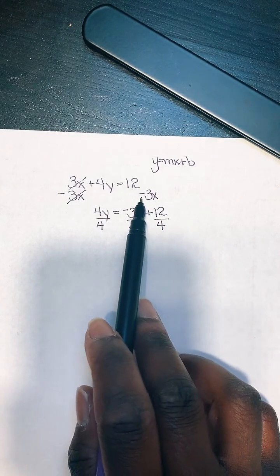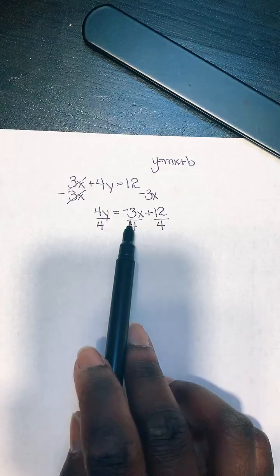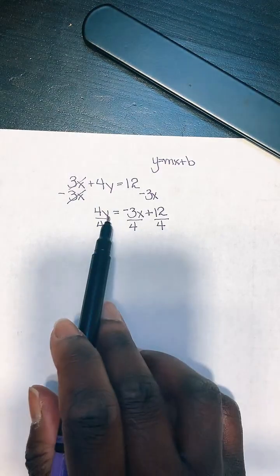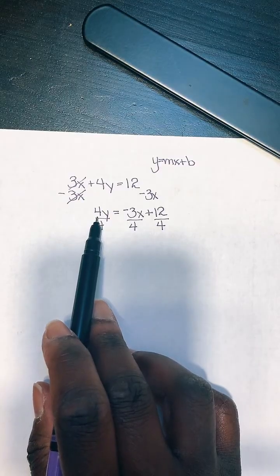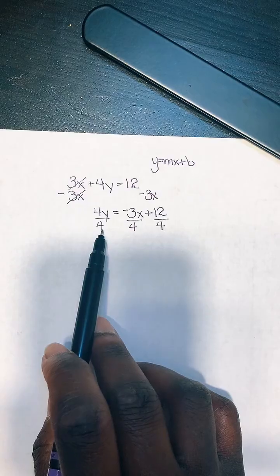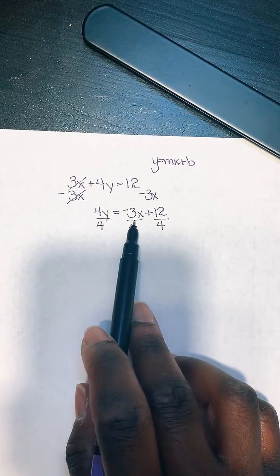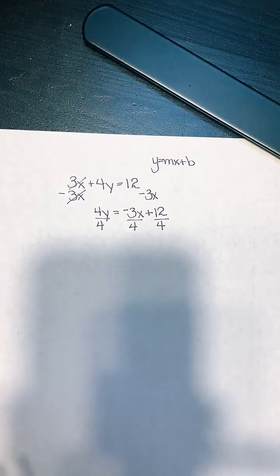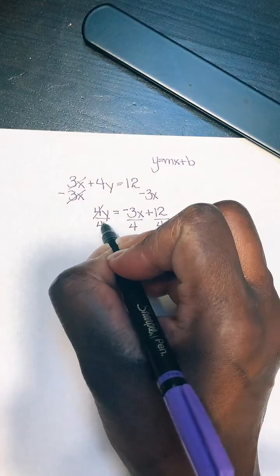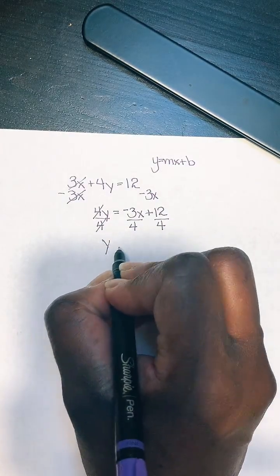So now I'm bringing my negative 3x plus the 12. So they're having fun on the other side. But now your boo is driving you crazy. You got to delete them or divide them out of your life. So now when you divide everything by the 4, that means 4 divided by 4 will give you 1y or just y.